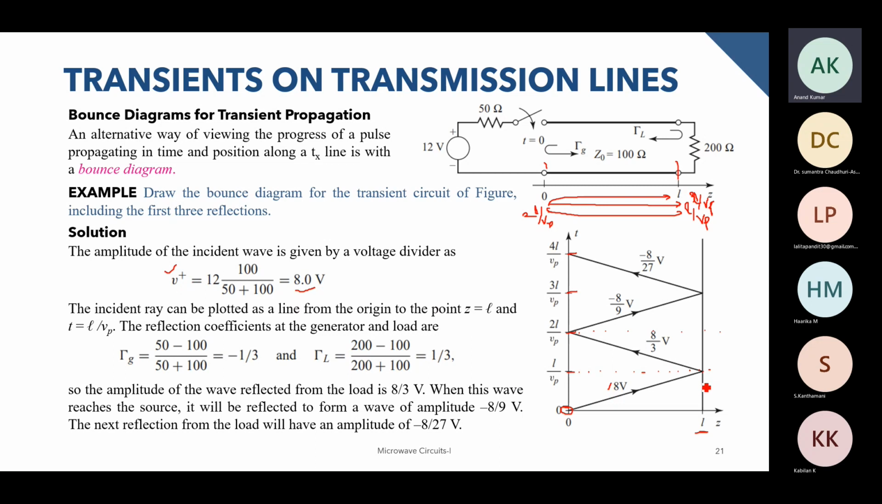Now, as soon as this point hits the load impedance, we need to calculate the amount of voltage that is reflected back. We can calculate the amplitude of the reflected wave using this expression over here. We have a reflection coefficient given over here as 1 by 3. So the voltage reflected from the load will be this 8 volts into 1 by 3. So 8 by 3 volts will be reflected, and this 8 by 3 volts will reach the generator again at 2L by Vp. So we can draw this line over here.